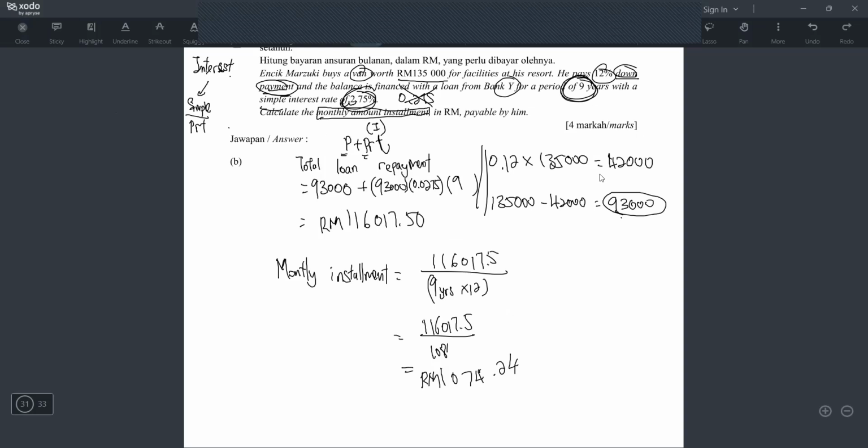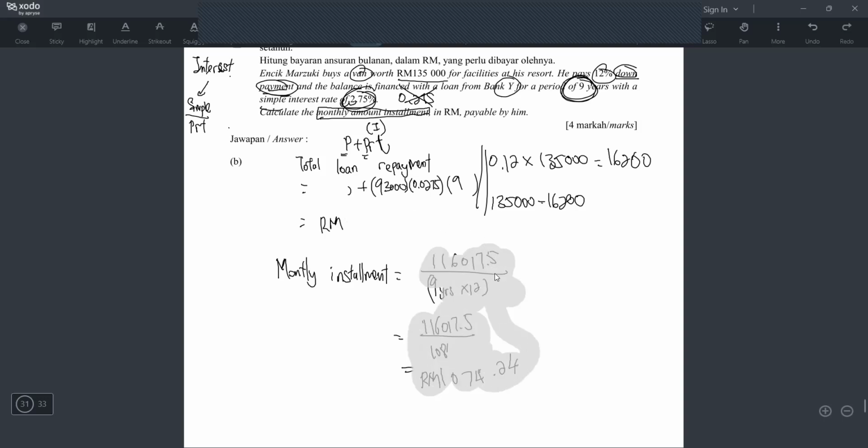0.12 times 135,000. This one is not 42000. What am I pressing? Okay, I silap tekan. This is 16200. So I silap tekan already. Sorry. So this one also minus 16200. Definitely this one is wrong already. If this one is wrong, it means my principle here also I get wrong. The whole thing is wrong already.